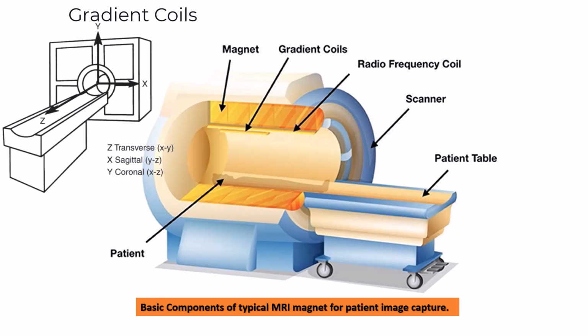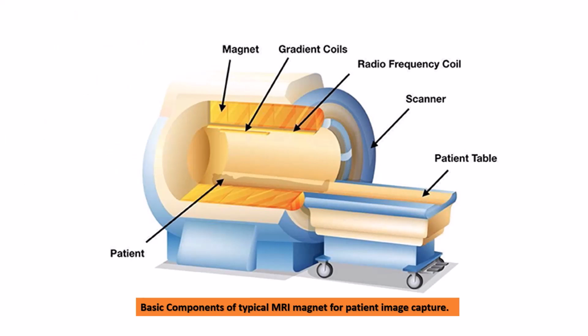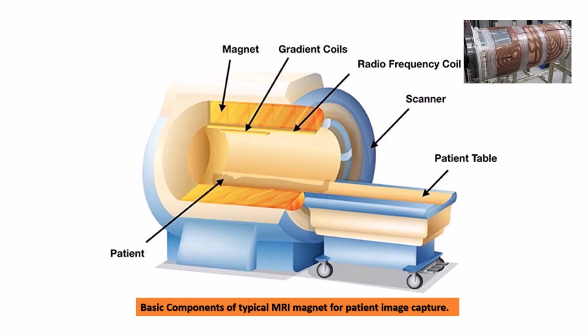It is surrounded by gradient coils. Gradient coils are secondary coils that are added to the main field of magnetism to create X, Y, and Z fields of magnetism. These are then surrounded by radio frequency coils. Radio frequency coils are what are used to create pulse frequencies, which turn on and off the gradient coils.